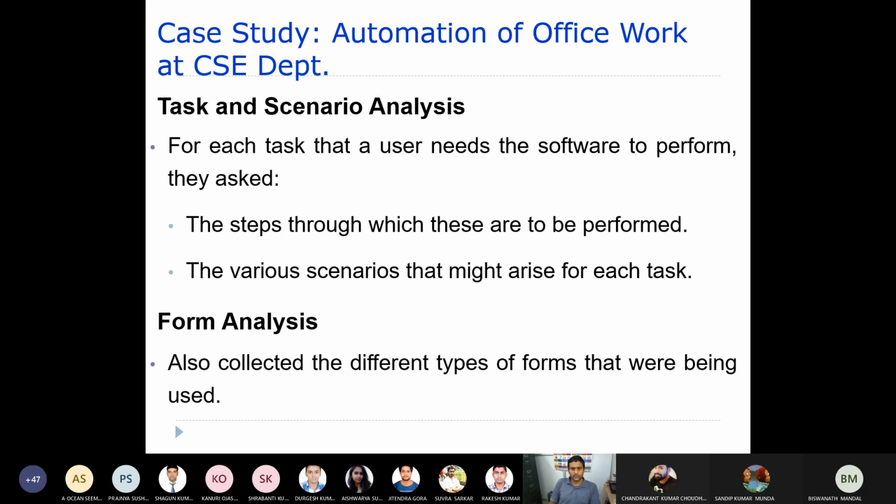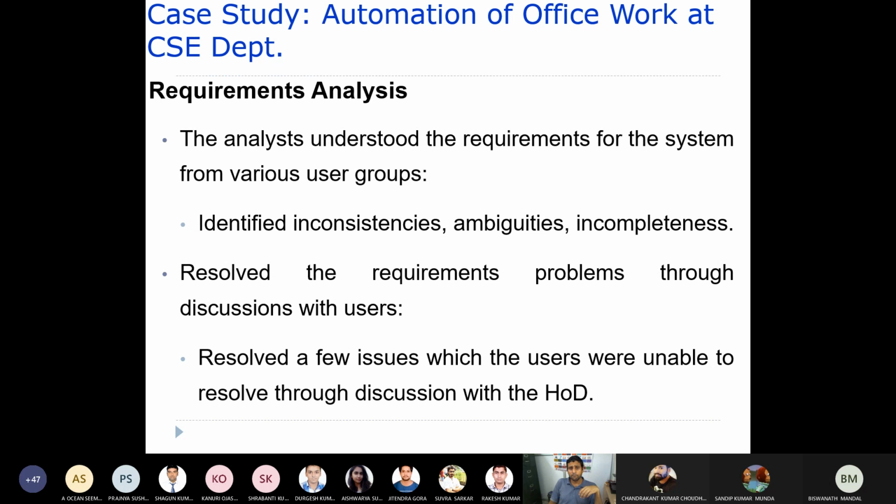So that is part of task and scenario analysis. And then form analysis you have finally. The analyst will collect all different types of forms that are currently being used. You try to collect all of those forms, and then you study those forms so as to understand the requirements.